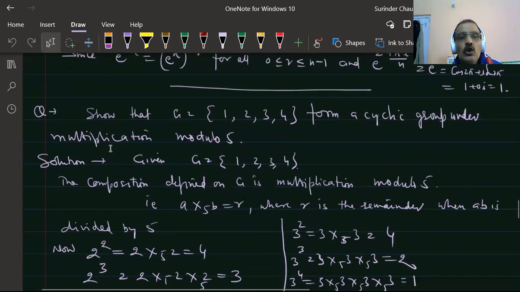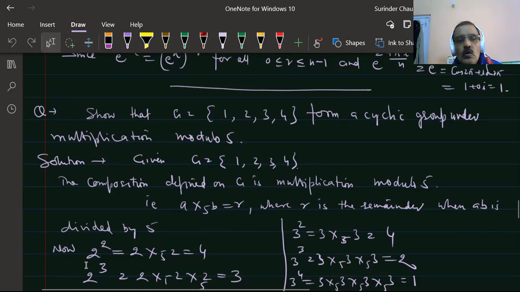Now the next question is: show that G consisting of these four elements, 1 to 4, forms a cyclic group under multiplication modulo 5. Given G is the set of these four elements, the composition defined on G is multiplication modulo 5. That is, when we multiply a and b and divide by 5, the remainder is r. Or we can also write it as ab is congruent to r modulo 5, where r is the remainder when ab is divided by 5.